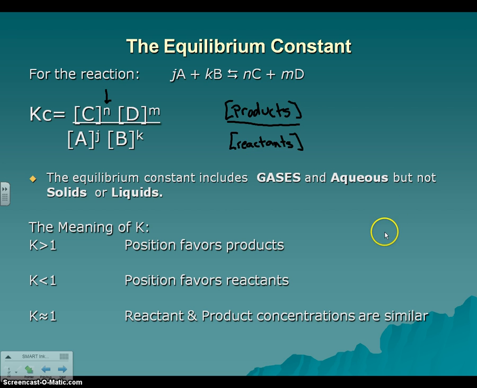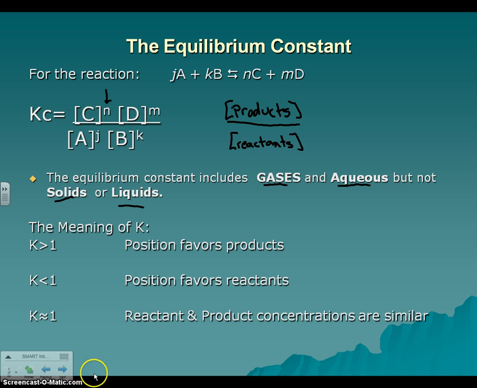States of matter: you're going to have to pay attention to states of matter. The equilibrium constant includes gases and aqueous species, but not solids or liquids. And that's very important. Solids and liquids tend to remain at unity. Their concentrations do not really change throughout equilibrium, but gases and aqueous species are affected by a system that is at equilibrium.